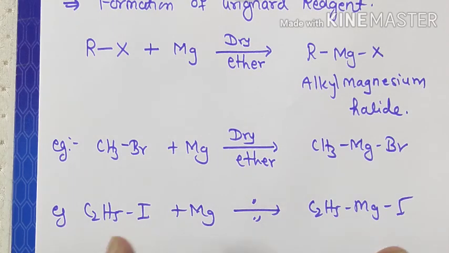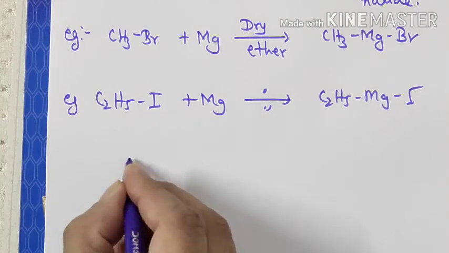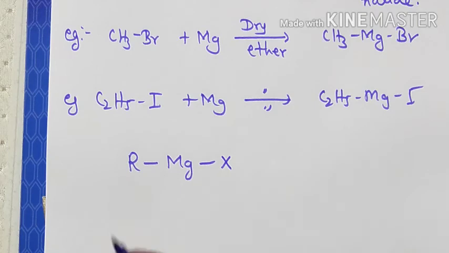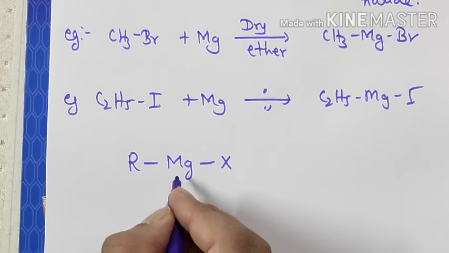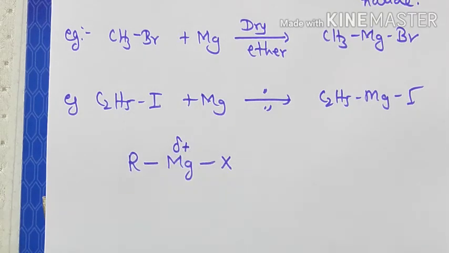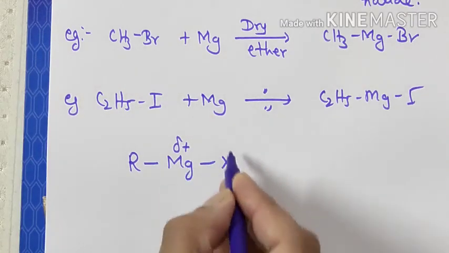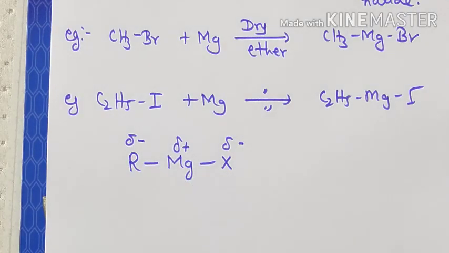Now understand, student, one thing very important. In this RMgX, we all know magnesium is electropositive in nature. So magnesium acquires partial positive charge. But how can it acquire partial positive charge? By giving electrons, because magnesium is a metal, and metals have a tendency to give electrons. So it tries to give the electron to this carbon, so this acquires partial negative charge, and this also acquires partial negative charge.